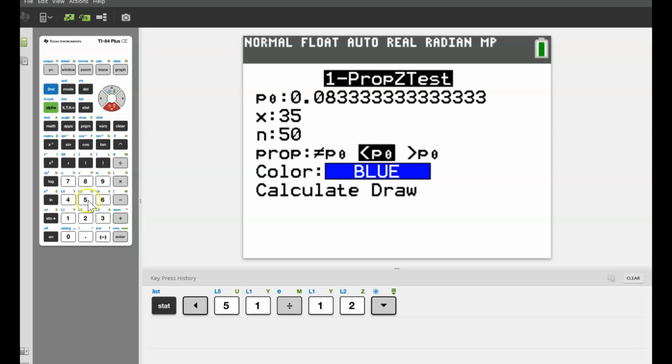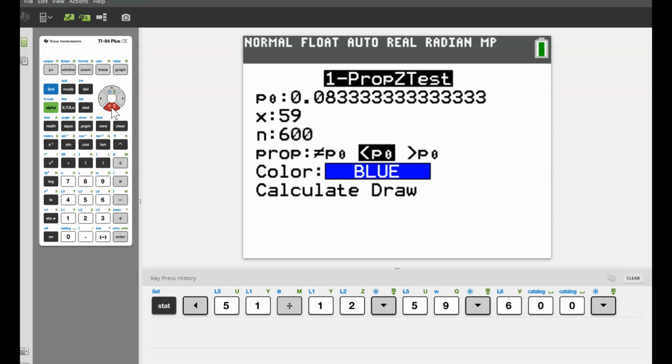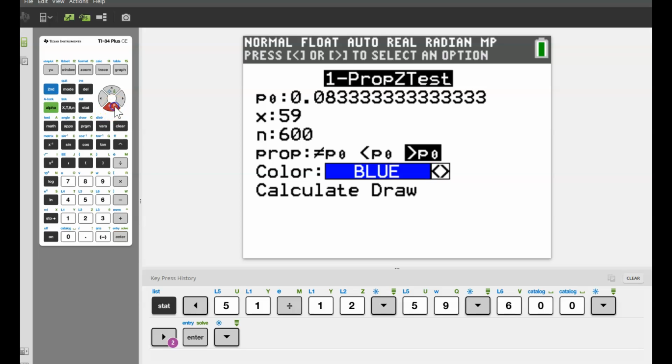And then what they found in their sample was that 59 out of 600 preferred the last one they saw. But our alternate hypothesis now is right-tailed. We want to see if this is significantly bigger than 1/12. Are they favoring that last person? And that comes from reading the context.